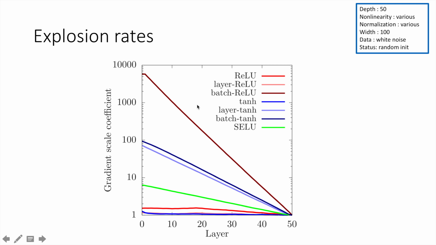For 4 architectures, batch ReLU, batch TAN, layer TAN, and CeLU, the GSC increases almost perfectly linearly in log space as we move away from the output layer. This corresponds to gradient explosion. Batch ReLU has the highest explosion rate and CeLU the lowest explosion rate. In contrast, the other 3 architectures, ReLU, layer ReLU, and TAN, do not exhibit exploding gradients. However, this comes at a cost, as we will see later in this talk.